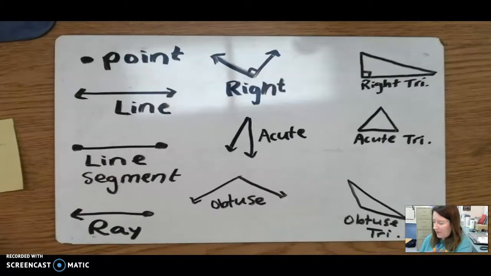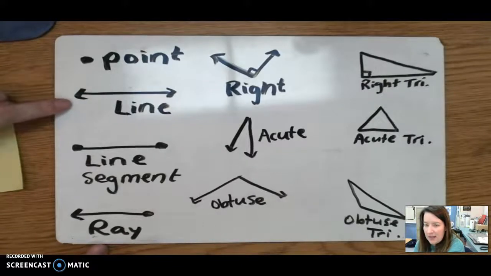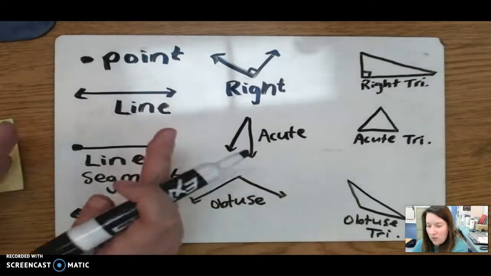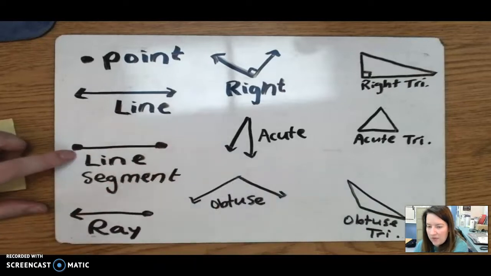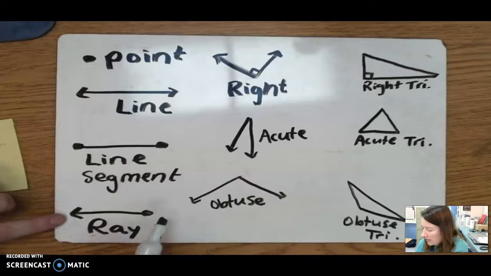Okay, last topic to review is our geometry topic. So we have our line, so we have this a point, a line can go on in both directions forever and ever and ever, has arrows. Line segments are ending with points, right? It's just a chunk of a line. A ray goes on in one direction but not the other.